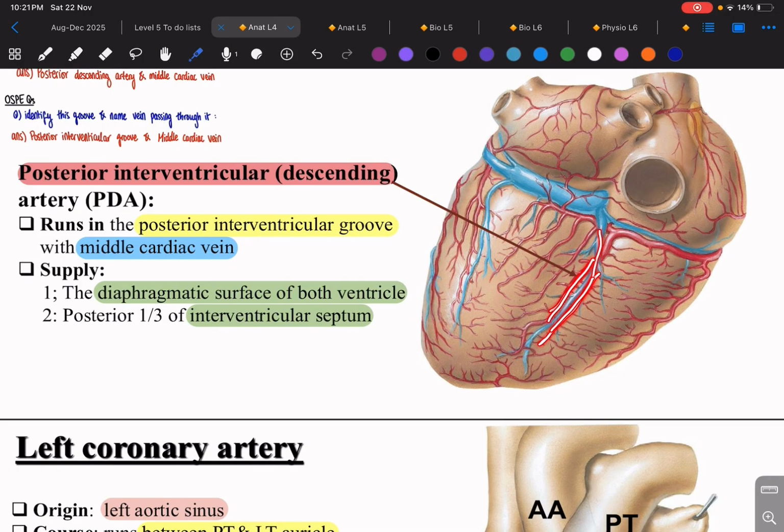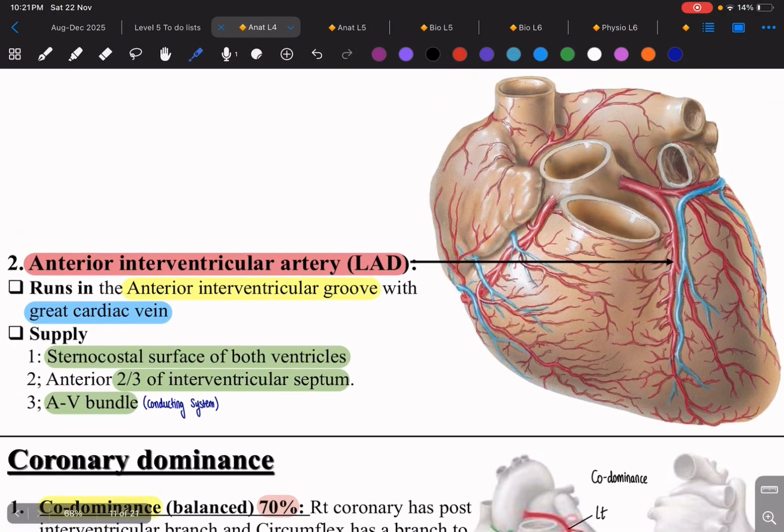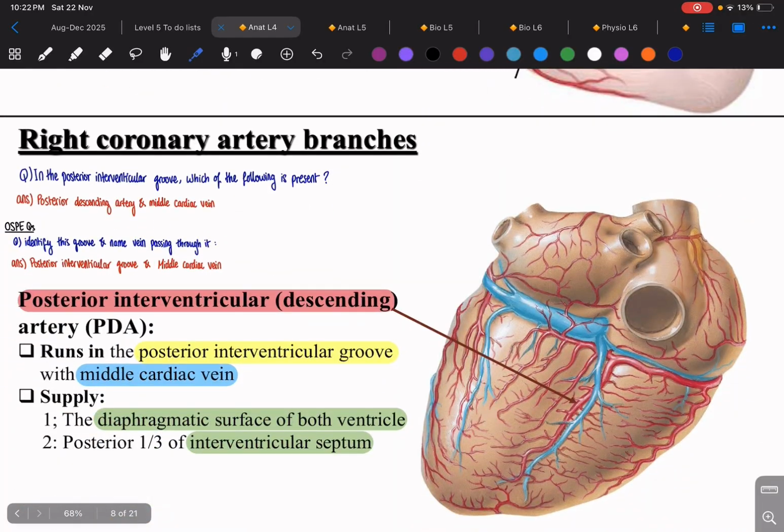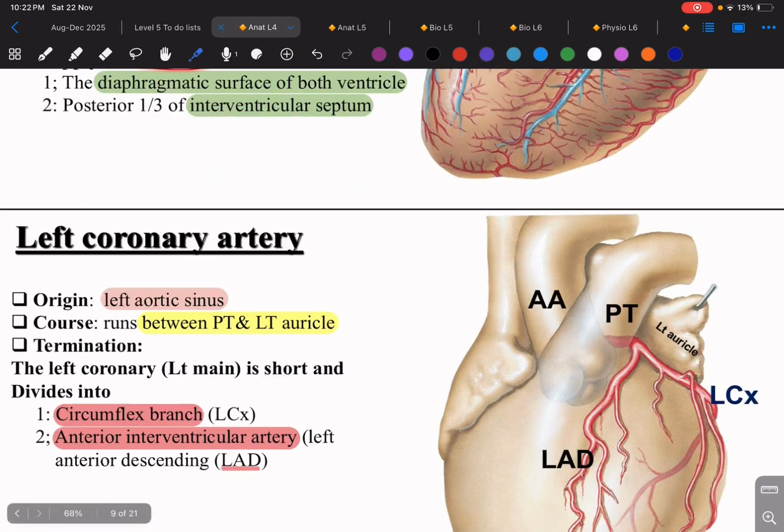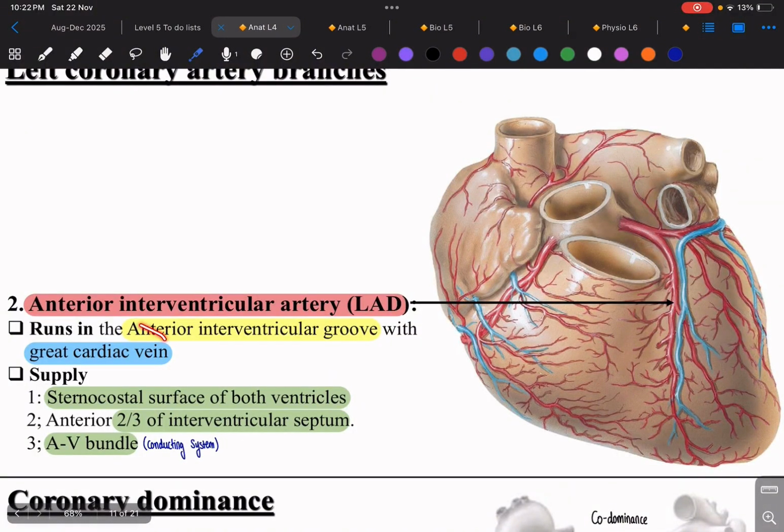So we said this artery always has a vein with it, which is known as the middle cardiac vein, right? For the anterior one we have the same thing. The anterior interventricular artery, also known as the left anterior descending artery (LAD), has a twin, which is a vein known as the great cardiac vein. So the LAD goes with the great cardiac vein, and the PDA goes with the middle cardiac vein.